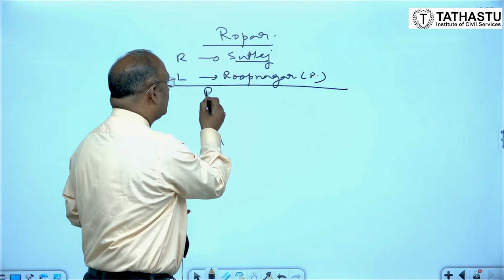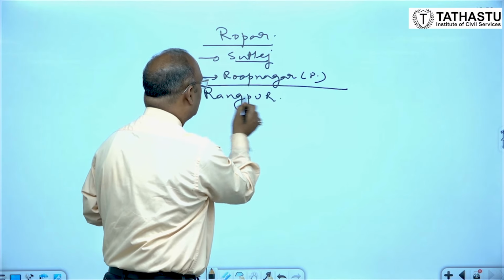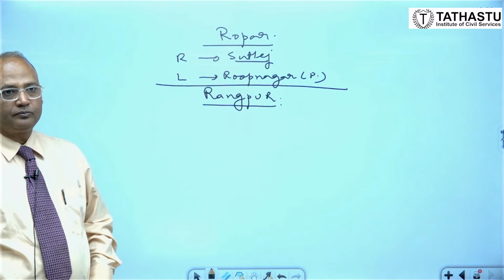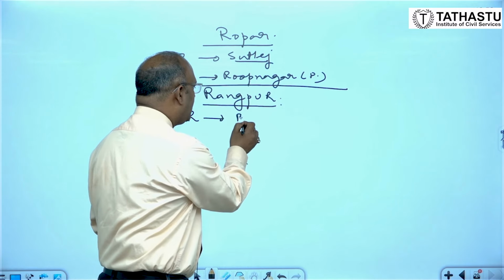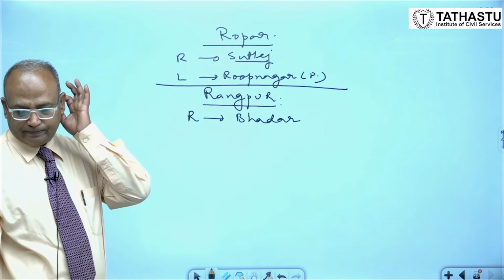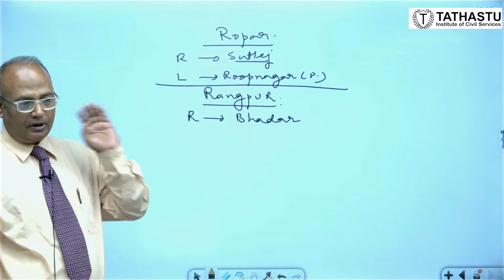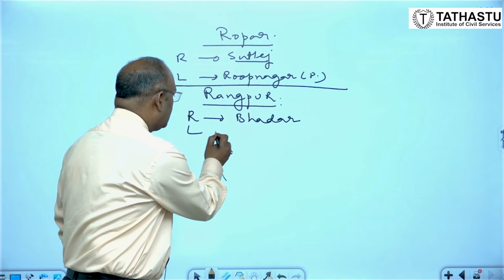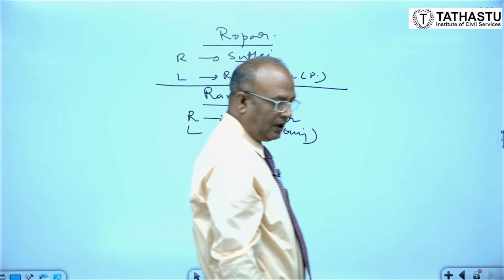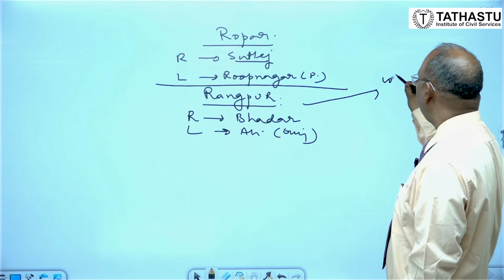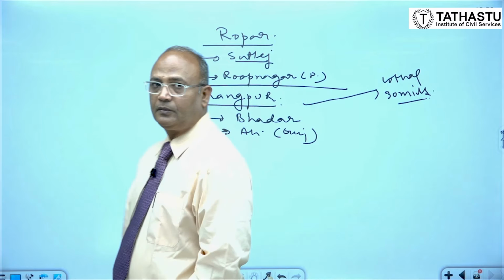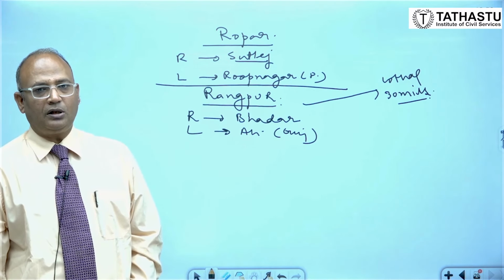Another is Rangpur. Rangpur, river Bhadar. Let me tell you the location: near Ahmedabad, Gujarat. It is basically very close to Lothal, 30 miles from Lothal. It is very close to Lothal, 30 miles from Lothal on the bank of river Bhadar.